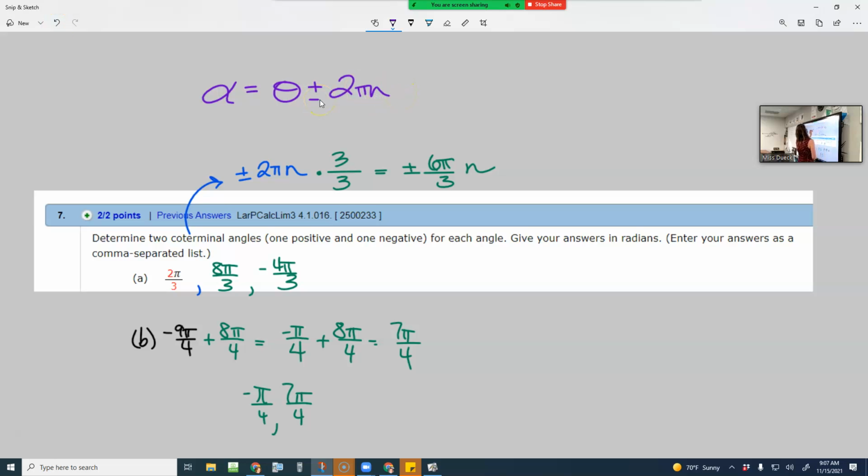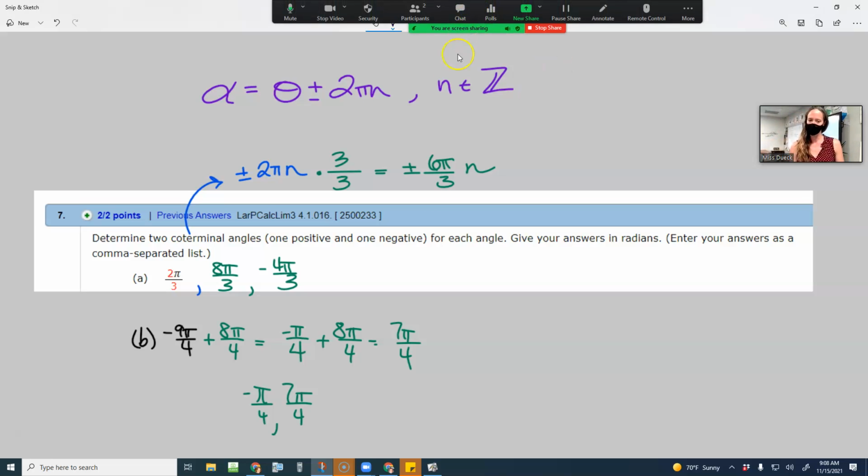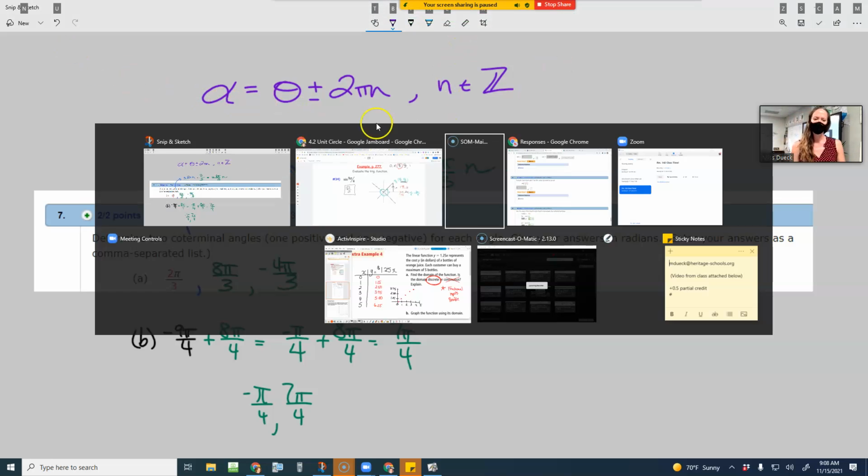Adding or subtracting, but technically that's for all n within the integers, so 0, 1, 2, 3, 4, no fractions. But you have to apply the understanding in order to realize, oh, just add it again, no big deal. You just need to keep rotating because you're not quite positive yet. Okay, that was number 7. That wasn't unit circle, but that was coterminal, which was what we were dealing with in the first example.